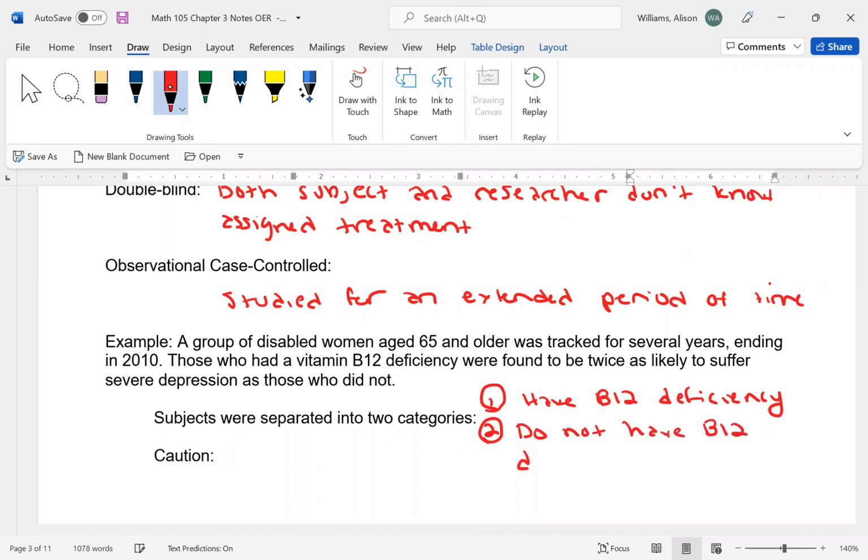I'm sorry, my dog is in the background and making noise, and I hope that's not too loud. Oops, there's an E in deficient. Oh, that was an E. Deficiency. There we go.